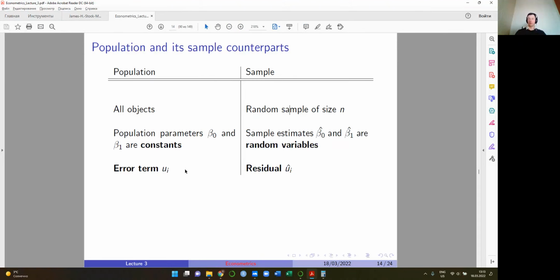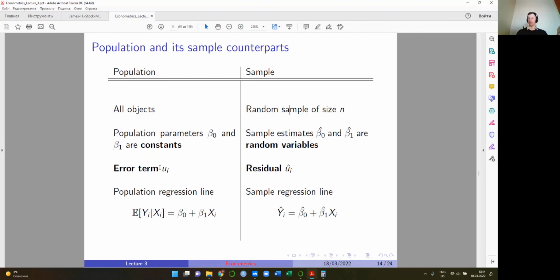The error term U is represented by its sample counterpart, which is called the residual, U hat. Don't confuse these two things. Error term in population, residual in sample. It is possible to calculate the residual and get some number, and it is not possible to calculate the error term. This is just a theoretical part of our model.